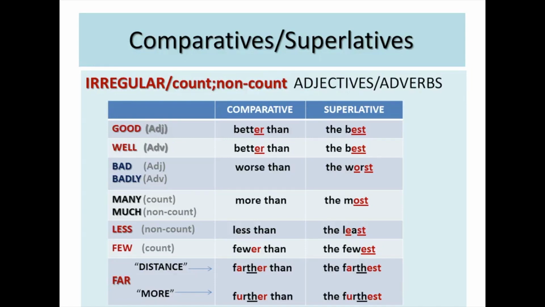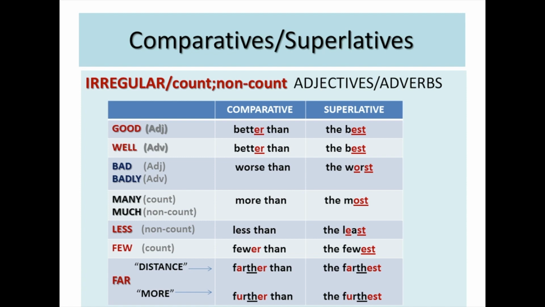Bill is the best driver. The word bad is not badder than, but worse than, the worst. Much and many translate into more than and the most. Less becomes less than, the least. Please note that when we count things, we don't say less than, but we say fewer than, the fewest.